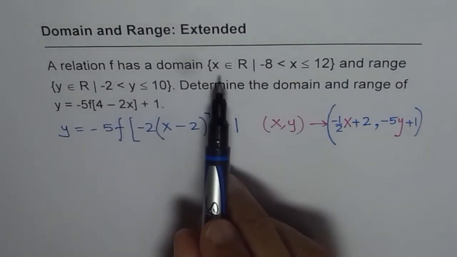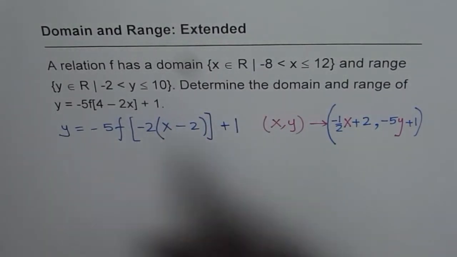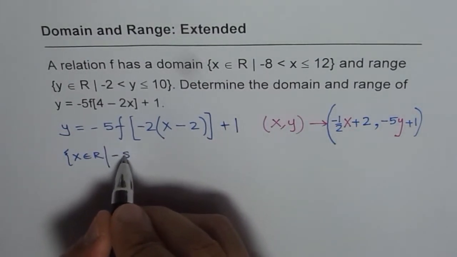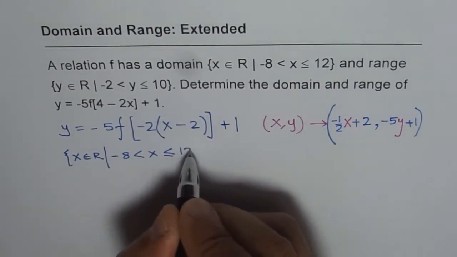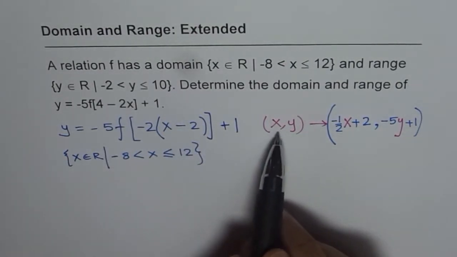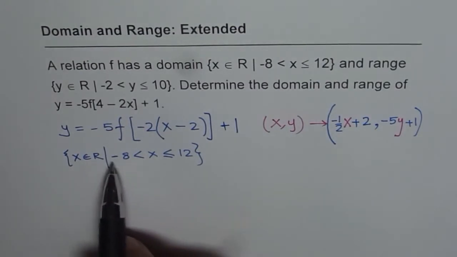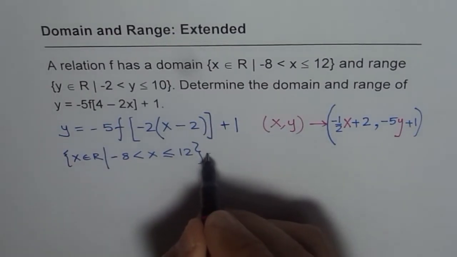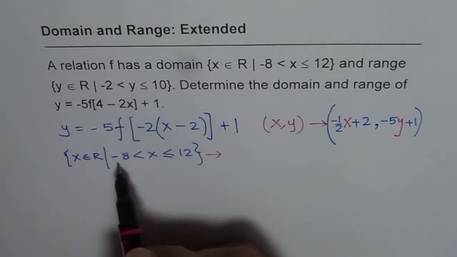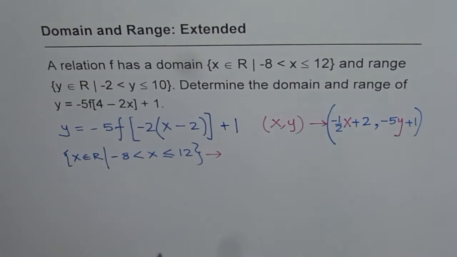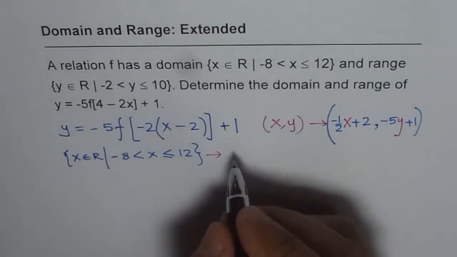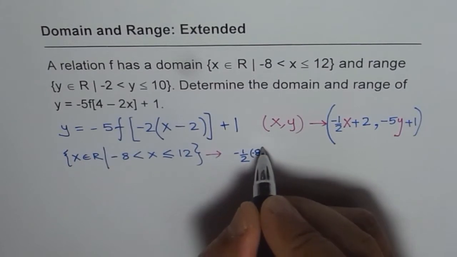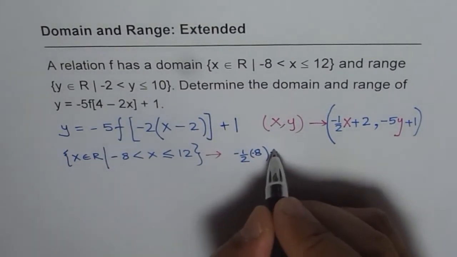So let us see how the domain changes. Originally we have a domain which is x belongs to real numbers, so that x is from -8 to 12, including both points. Now if I apply this transformation on x, I have to do minus half of this. Let's do the calculations. Minus half of -8, and we'll add 2 to it.